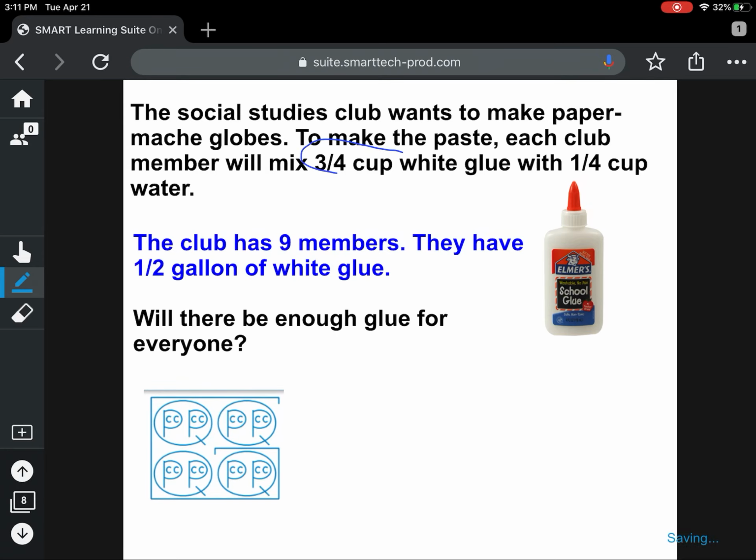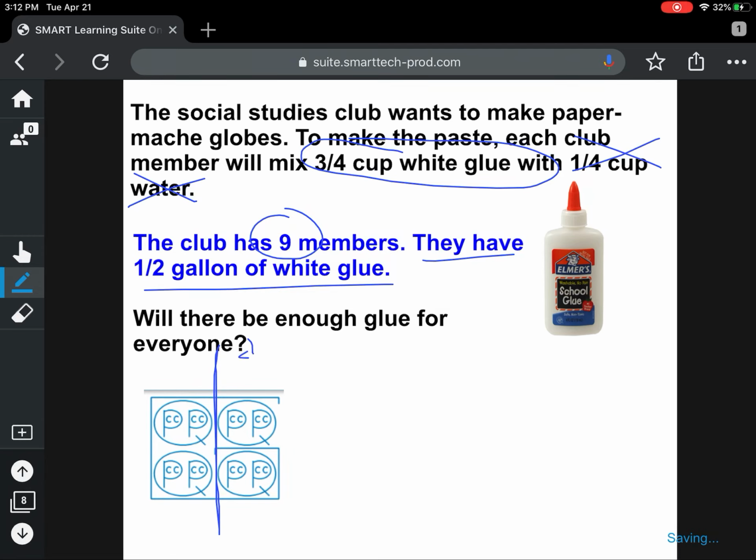Well, we are just focusing on the glue part this time. I'm going to mark out the part about the water because we're not looking at the water, just focusing on the glue. Still 9 members in the group. They have a total of a 1/2 gallon of white glue before they get started. Let's look down at the big G diagram. Remember, the G represents a whole gallon, so since the club has just a 1/2 gallon of glue, I'm going to draw a line down the middle so that you get an idea. This is what the group has, a 1/2 gallon of glue.